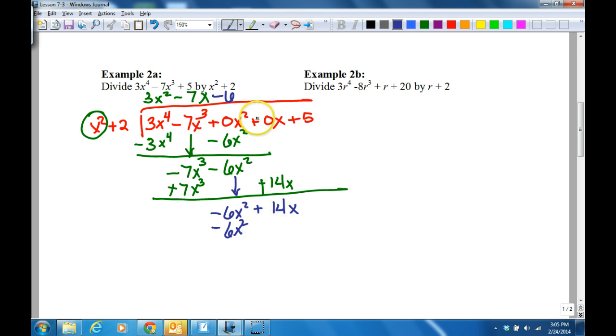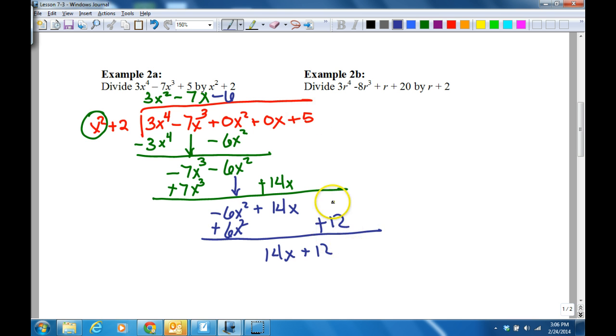Okay? Negative 12. Okay, negative 12. Right here, right? So now these are going to become positive. The 6x's cancel, and I have 14x plus 12. Now, can x squared go into 14x plus 12? No, so this is our remainder. Yeah, but can't the 5? Nope, this is as far as you can go.